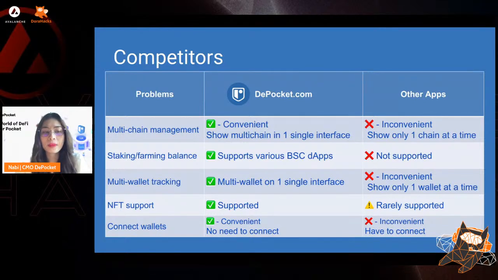About multi-wallet checking: on DePocket, we show multi-wallet in one single interface. On other apps, it's inconvenient because they show only one wallet at a time. NFT support: DePocket supports you to track your NFT balance and items. Other apps rarely support it. With DePocket, you don't need to connect wallets. It's really convenient, and we don't even manage your mnemonic, so it's completely safe. Other apps are inconvenient because you have to connect your wallet.